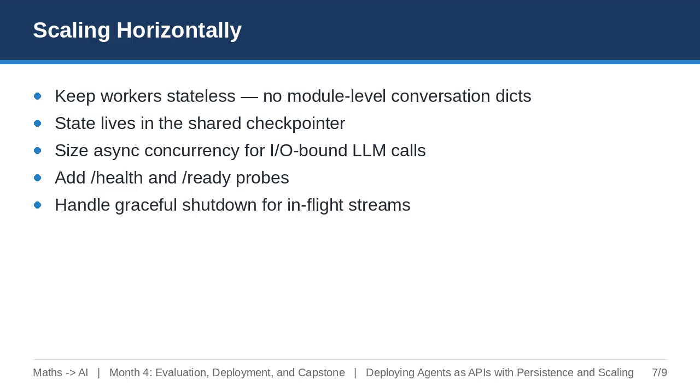Because state lives in the shared checkpointer, your application replicas stay stateless and you can scale out simply by adding more behind a load balancer. Never cache conversation state in a module-level dictionary or it breaks across replicas. Tune concurrency high since LLM calls are I/O bound, expose health and readiness endpoints for your orchestrator, and handle graceful shutdown so in-flight streams complete before a pod terminates.